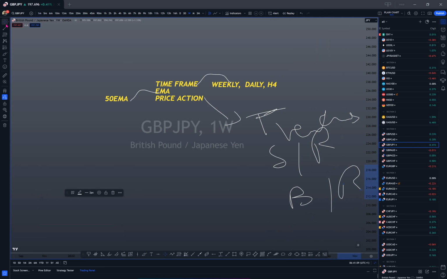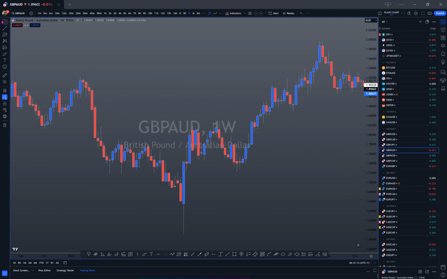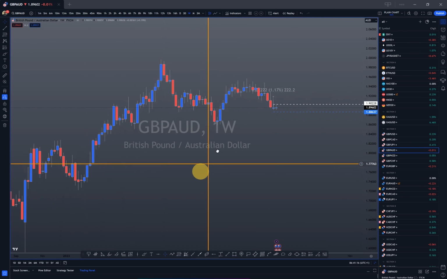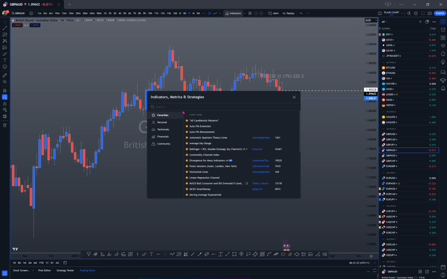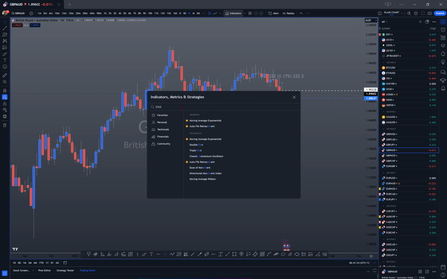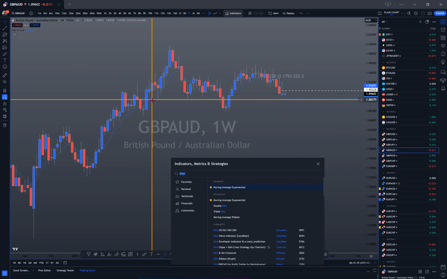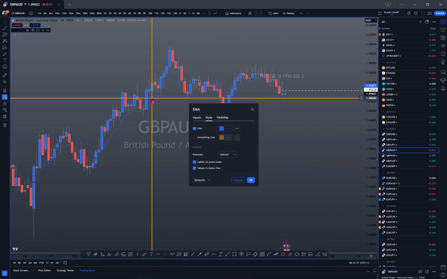So here I have with me GBP AUD. So let's set our EMA. So you go to indicators and you look for EMA. Let's change the color to something bright. So you double click on it, or you go to the settings here and you can change the color.